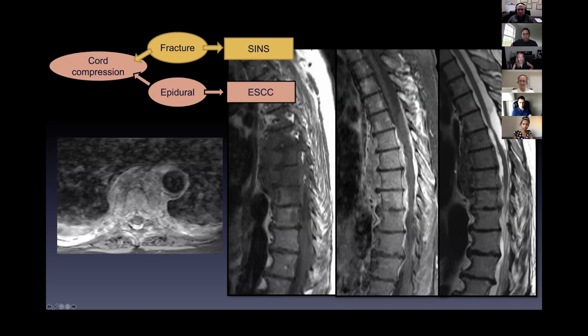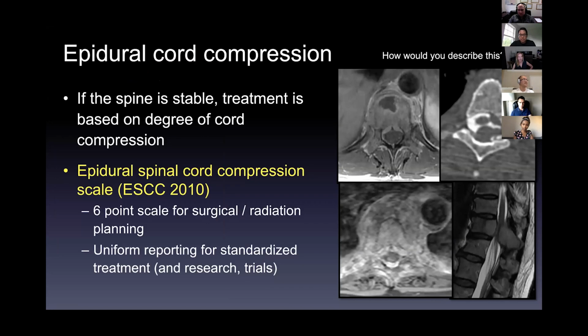This one, I don't know if we want to discuss it. This one probably is a little bit too hard. But my point in my talk to radiologists is, how do you describe this? And this is kind of what I gave Coy a hard time about in the beginning. Cord compression, mild, moderate, severe. What do you want us to call this? Or just call it cord compression? So we have an epidural spinal cord compression scale published the same time as the SIN score. And it's a 6-point scale for radiation and surgery, so that we're all saying the same thing in our radiology reports that you are saying, hopefully, in surgery as well.